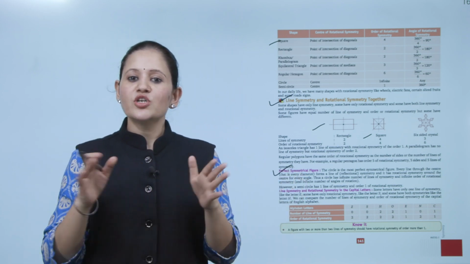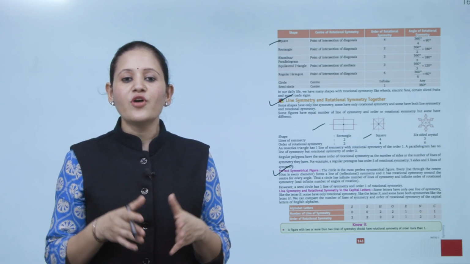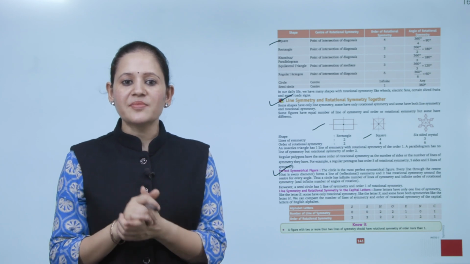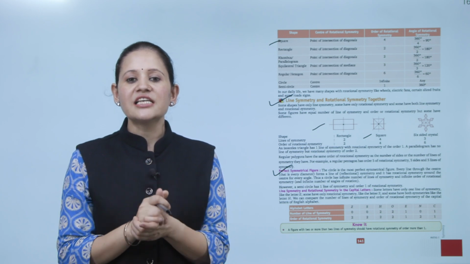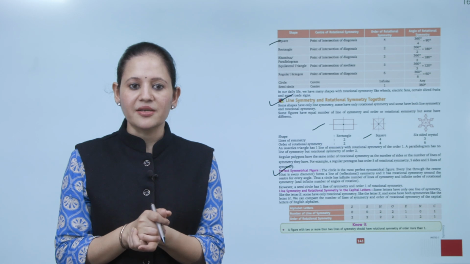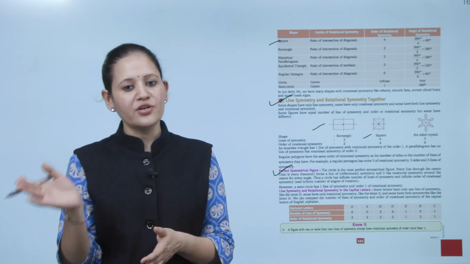Next is perfect symmetrical figure. The circle is the most perfect symmetrical figure. Every line through the center forms a line of symmetry and it has a rotational symmetry around the center of every angle. Thus, the circle has infinite lines of symmetry or infinite order of rotational symmetry. However, the semicircle has only 1 line of symmetry and order of 1 rotational symmetry.